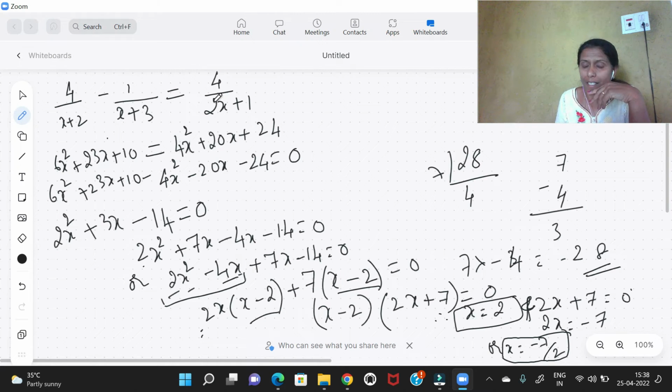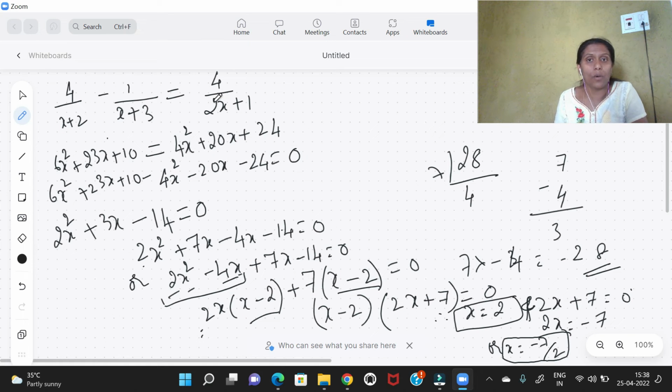I got the factors as 7 and 4. And yes, I substituted here. Why did I go for this? Because it was all the cross multiplication. It was a multiplication wherever it was required, and the LCM, everything. Look for the answers. It is x is equal to minus 7 by 2 and x is equal to 2.